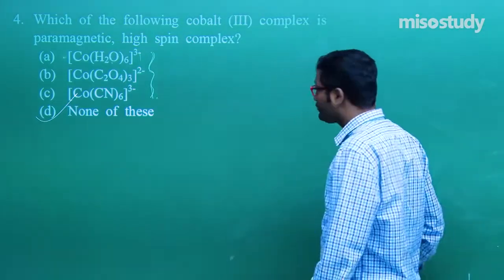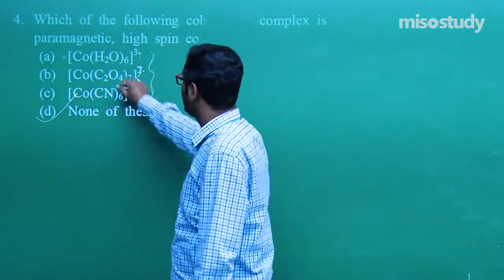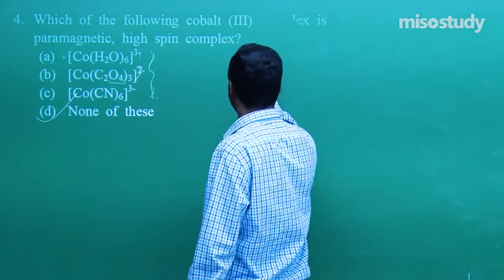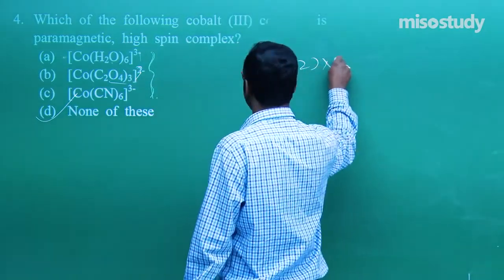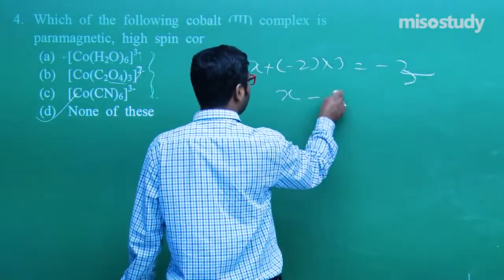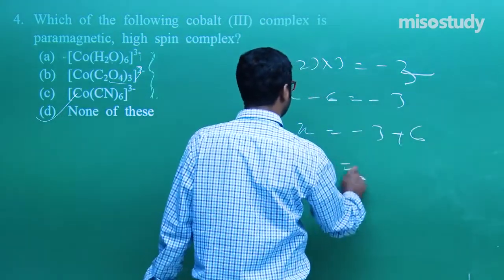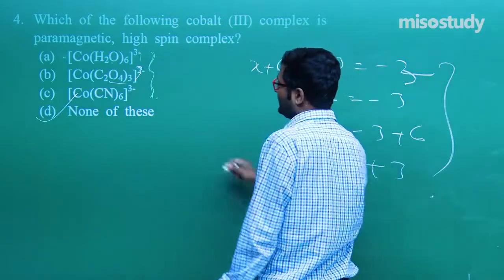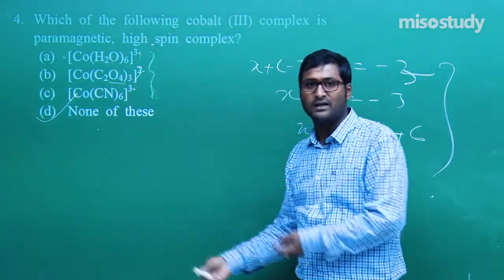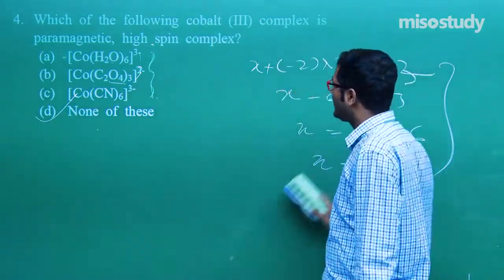Now let's move to one more thing. I have to modify this question here, put here 3, because I didn't check cobalt in this option. For Co(C2O4)3, X minus 2 into 3 oxalate ions is equal to minus 3. X minus 6 is equal to minus 3. X is equal to minus 3 plus 6. X is equal to plus 3. This is the correct order: minus 3 plus 3. Now you can say none of these. I have modified this because these form stable complexes. So for this question, D is the correct option.